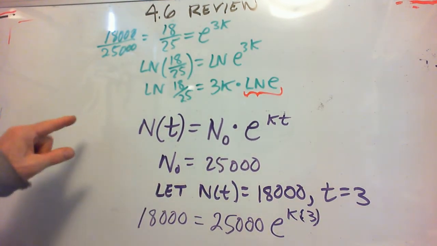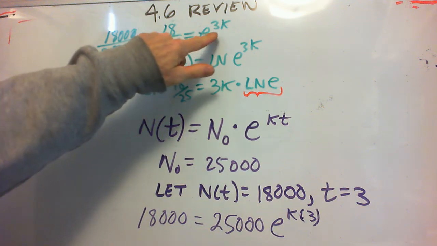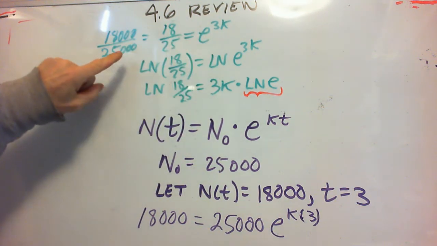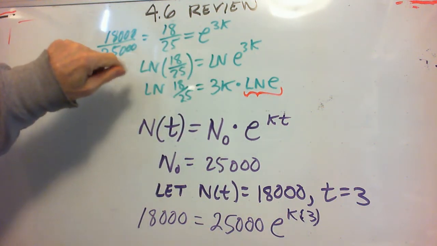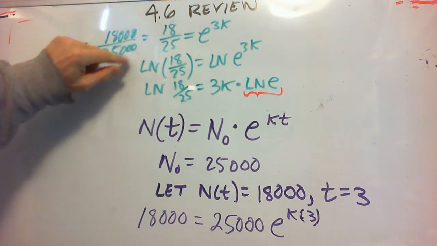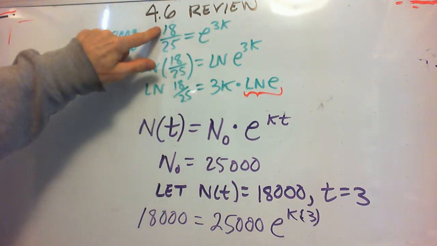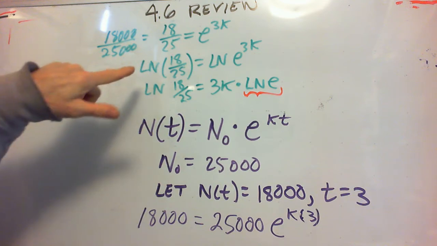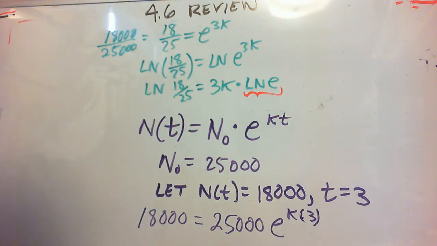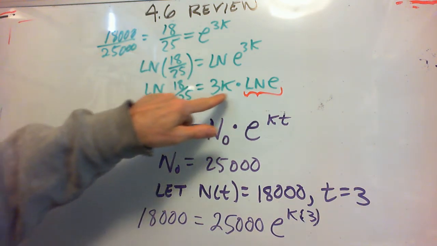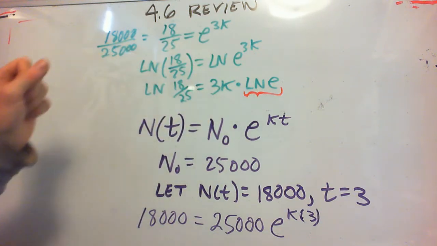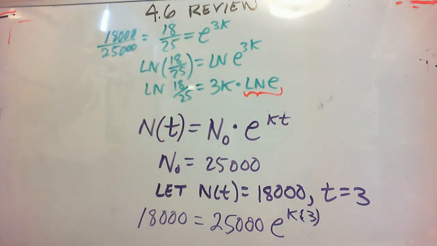So once again, we isolate the exponential, the e to the 3k, dividing both sides by 25,000. So you get 18,000 divided by 25,000 equals e to the 3k, or 18/25. Then you log both sides with natural logs, which allows us to move the exponent out front. So we get ln of 18/25 equals 3k. Then we just have to divide both sides by 3.